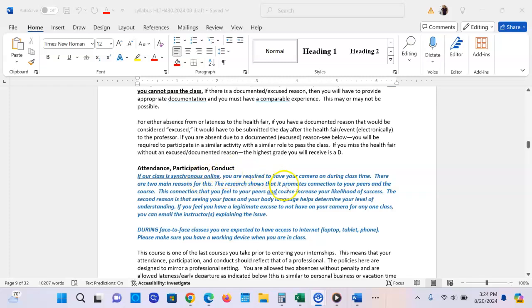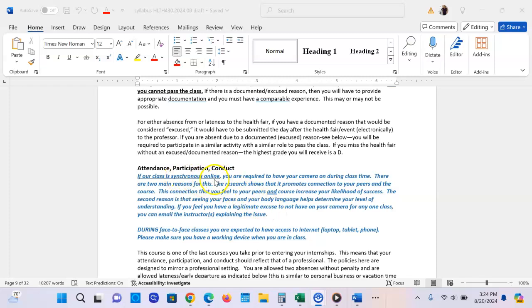Attendance, participation, and conduct. You do not get points for attending class. That is the minimum expectation. That's just like if you show up at work, you don't get a pay raise or an extra couple dollars just because you show up. And so I have the same policy in class. If you're here, you're here. That is the minimum expectation.